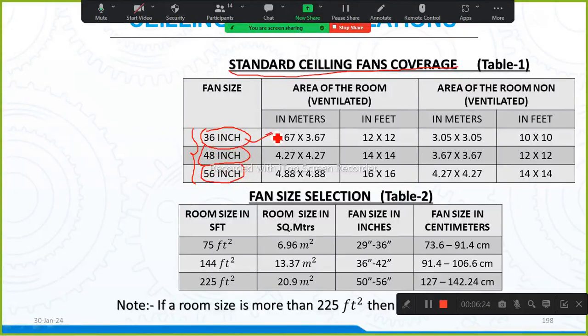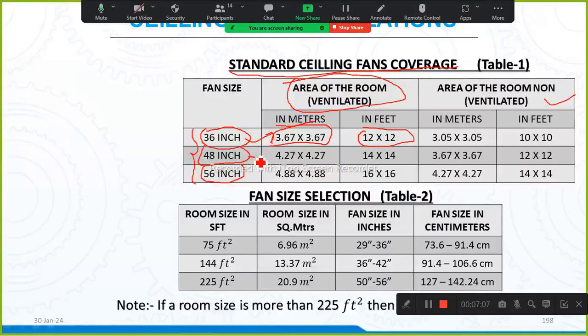When you go with the 36 inches fan, if the room is ventilated, meaning the room has doors and windows. If the room is non-ventilated, apart from the door, we don't have any opening to that room. If the room is ventilated, the 36 inches fan will give a coverage area in terms of length and width of 3.67 meters by 3.67 meters. In terms of feet, it is 12 feet by 12 feet, what we call the coverage area or creepage area. Fan जो हवा फेंक रहा है, it will give a coverage area of 3.67 by 3.67 or 12 feet by 12 feet.